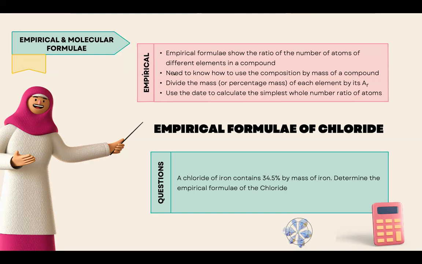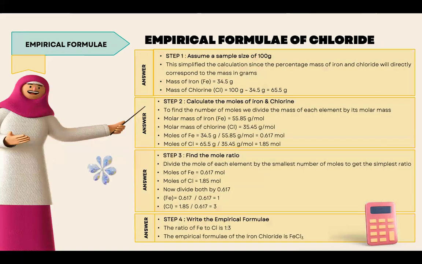Below is a question on how to derive the empirical formula of a chloride. Question: a chloride of iron contains 34.5% by mass of iron. Determine the empirical formula of the chloride. To get the answer for the empirical formula of the chloride, you have to follow these steps.